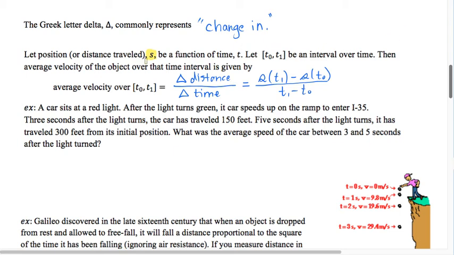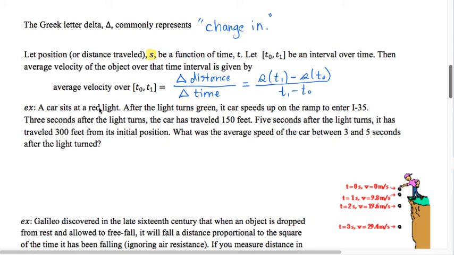So the average velocity of an object over that time interval would be given by the change in distance over the change in time. And change in distance would be distance at the second time, s of t1, minus the distance at the initial time. That's the total change in distance over that time span, divided by the actual change in time, t1 minus t0.